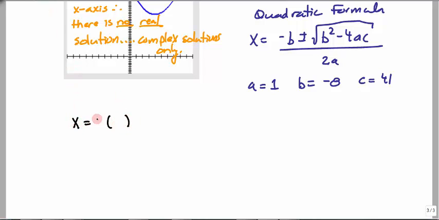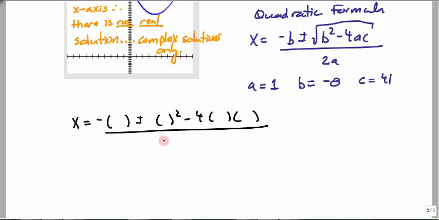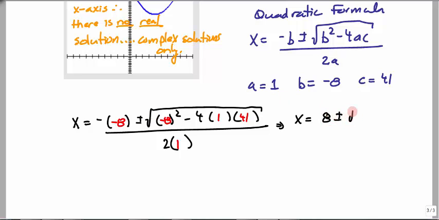So this is my -b plus or minus the square root of b squared minus 4ac all over 2a. Now this helps me because I'll make sure everything gets put in appropriately, even with positive and negative signs. So -b minus a -8, b squared minus 4ac all over 2a. Let's go ahead and simplify this. Minus a negative is the same as a positive. There's going to be a lot going on under here.